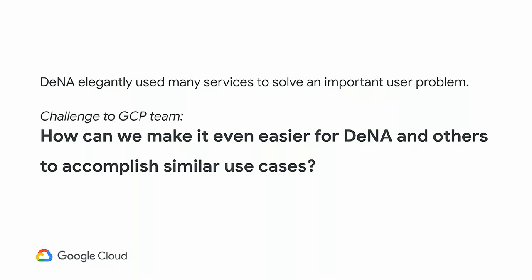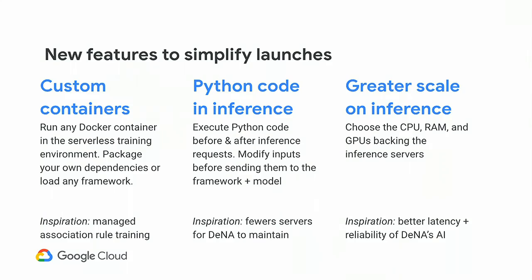Now, when we saw this, we noticed there were a lot of different pieces of technology they had to use, between App Engine, Compute Engine, the Cloud Machine Learning Engine, and so forth. So the challenge to us at Google is how could we make it even easier for teams like DeNA or other gaming companies to get started even faster producing these kinds of innovative but also very accessible gaming experiences using things like machine learning and AI. So we've been working on a number of features to make getting started that much easier.